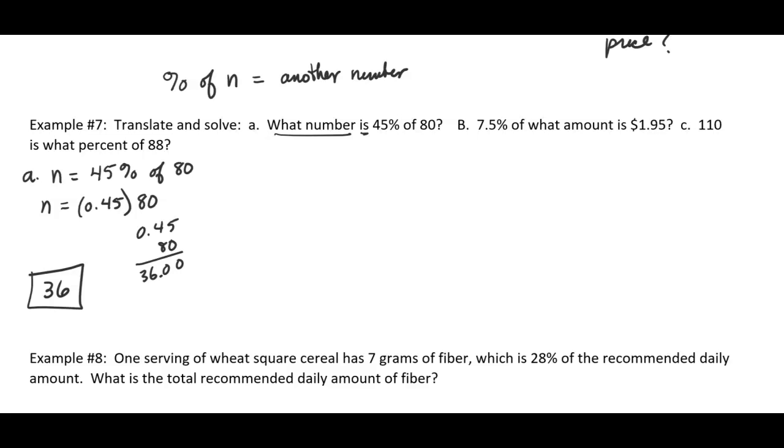Does that seem about right? Well, half of 80 would be 40, so yeah, that seems pretty good. Okay, let's go to the next one, B.